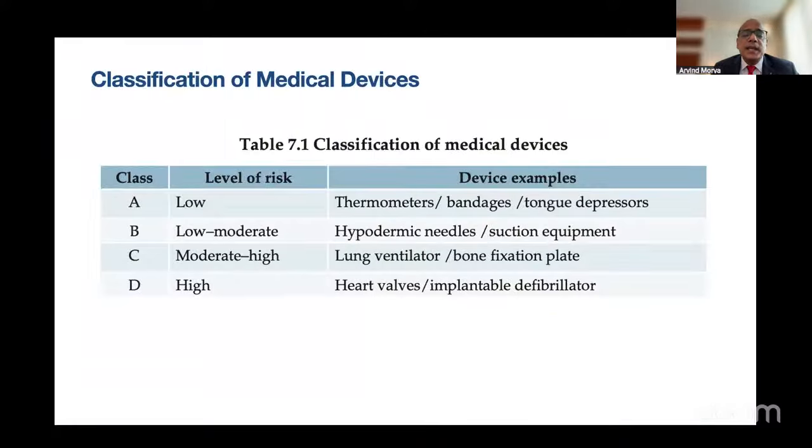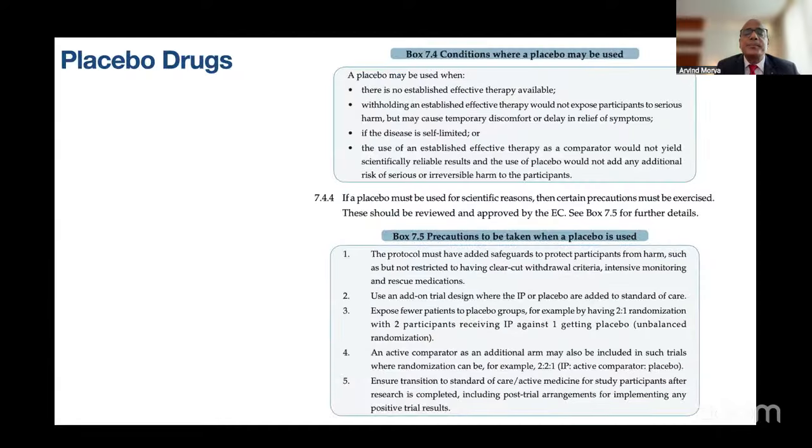Now the classification of medical devices. A, level of risk low, which are thermometers, bandages. B, low to moderate, hypodermic needles, suction equipment, or ophthalmic implants. They come in this B category of the medical devices. C, moderate to high, the lung ventilator, bone fixation plate. D, high, heart valve, and implantable defibrillator.